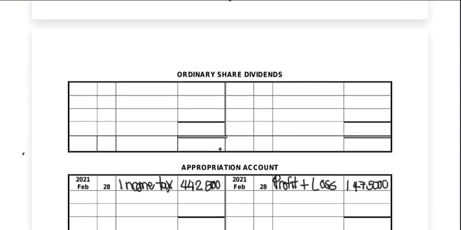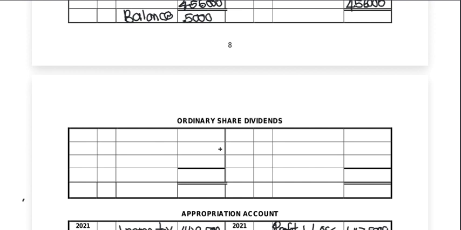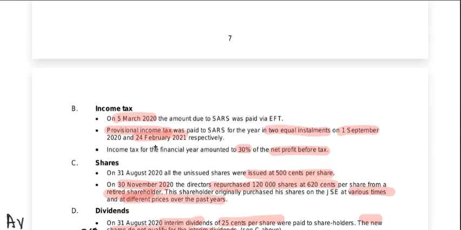Okay. The interim dividends were paid, so bank, and the final dividends were just declared, so those are called shareholders for dividends, if you remember. Shareholders, okay, I'm just going to abbreviate it. Just remember, it's shareholders for dividends. Okay, let's go back again.